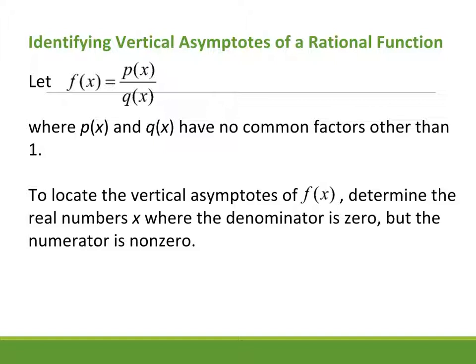So how do we identify vertical asymptotes of a rational function? Let f of x equal p of x over q of x, where p of x and q of x have no common factors other than 1. To locate the vertical asymptotes of f of x, determine the real numbers x where the denominator is 0, but the numerator is non-zero.